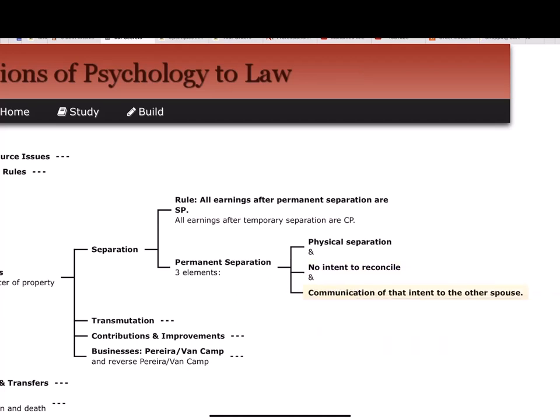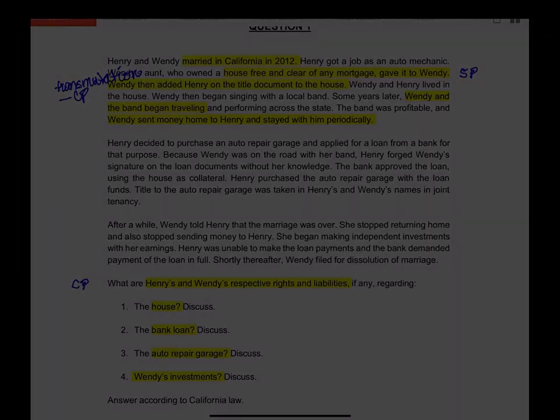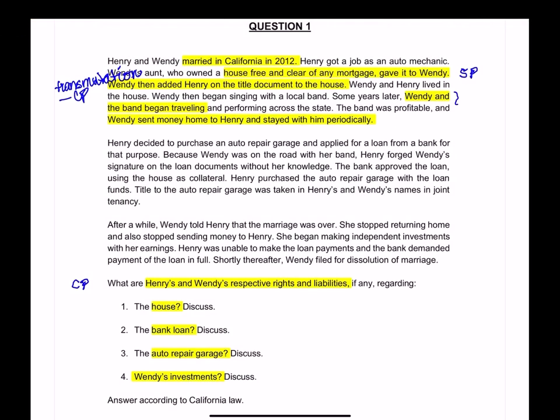Going to therapy together is a way to do that. And I don't see that here. I see a physical separation, yes. However, Wendy is sending money home to Henry, and she stays with him periodically. So there is not a permanent legal separation at this point in the facts. And I would want to write that as an issue.